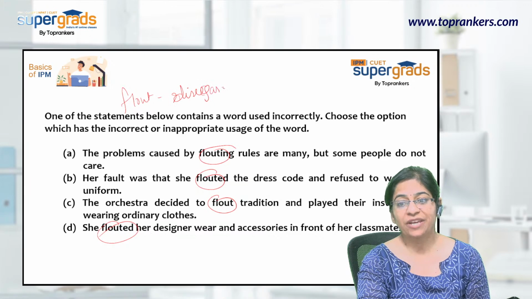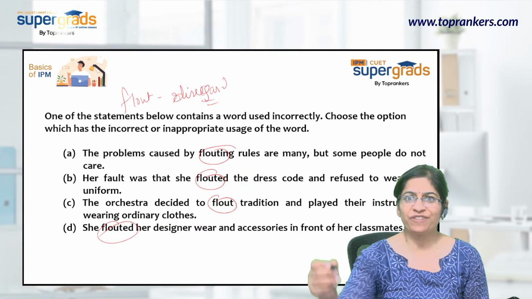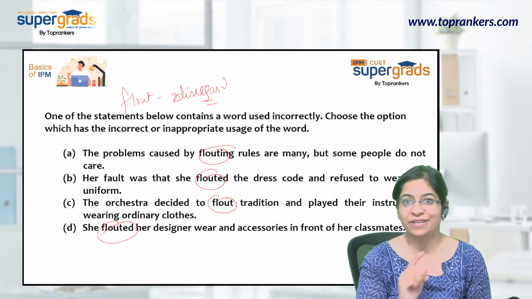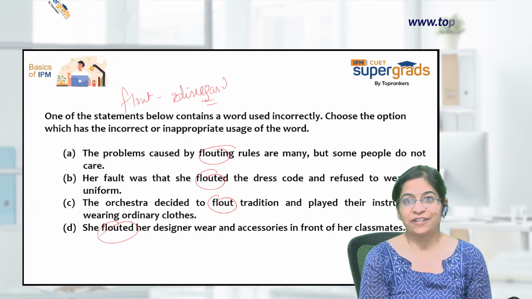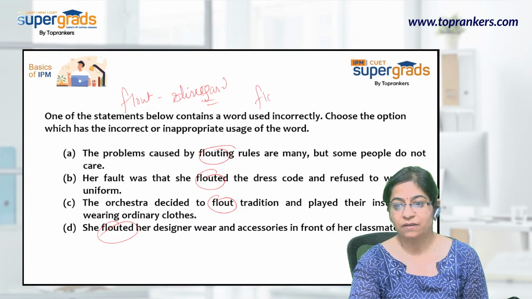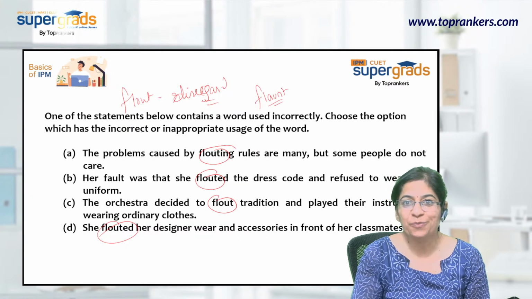Now, what would you generally disregard? We generally disregard rules. So the teacher says you have to wear the uniform. You say, no, I'll wear the casuals. So you're disregarding the rule. You're flouting the rule. You jump the traffic light. You flout the rule. And the other word is flaunt. Flaunt means to show off, to brag, to boast.